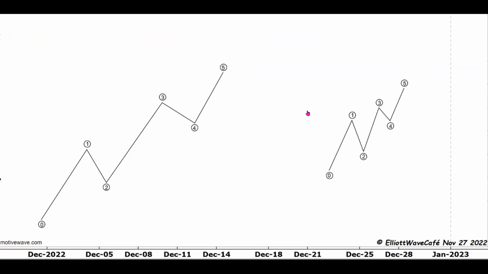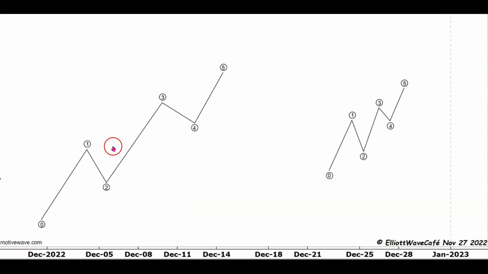Now, you'll hear a lot of talk out there about how long this third wave supposedly is. There's no rule in the Elliott wave methodology that states that wave 3 has to be a certain length. Nowhere does it say that wave 3 needs to travel a 161.8 multiple of wave 1. It doesn't say that it needs to travel a 261.8 multiple of wave 1, or 420% or something like that, right? All it says is that wave 3 cannot be the shortest wave.